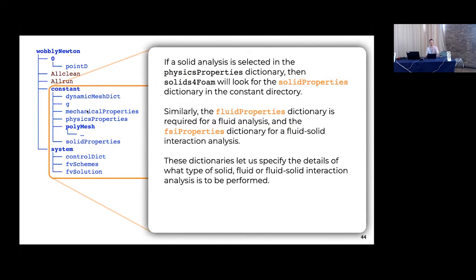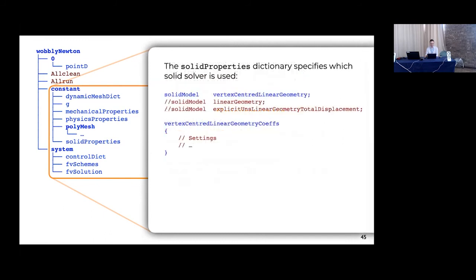And in that dictionary, you'll tell it what type of solid it's going to solve. And once you pick that, it's essentially picking what solver is called, is the idea. So in this case, there's a variety of solid models, all solving the same equations, just different ways: implicit, explicit, or some different discretization approach. So we're using one called vertex-centered linear geometry.